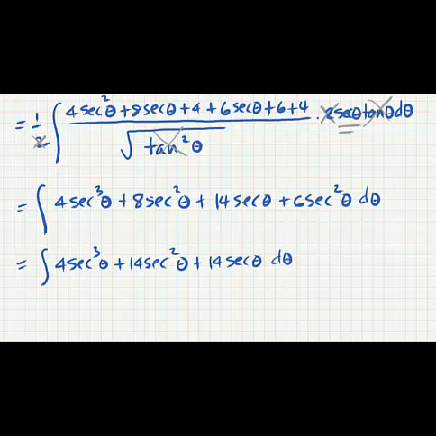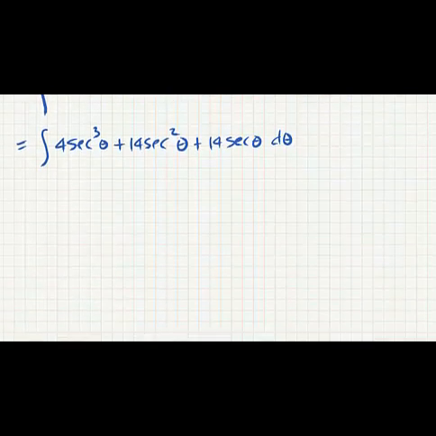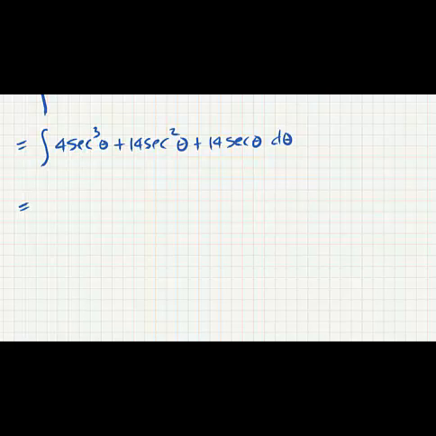And this is fairly easily integrable. We've already dealt with secant cubed in the past. And so we know that the integral of secant cubed is done by integration by parts. We know it's kind of messy looking. We'll write that down in a minute. We know how to integrate secant squared. That's tangent. And we know how to integrate secant. That's natural log of secant plus tangent. So let's go ahead and plow through this.